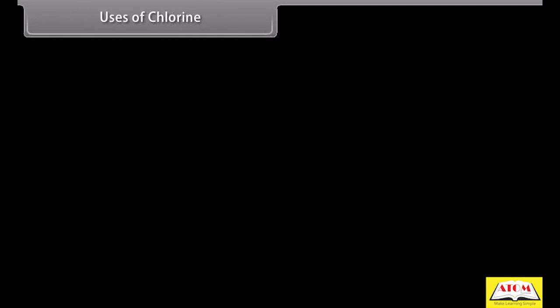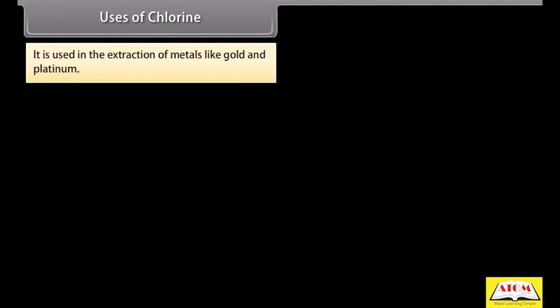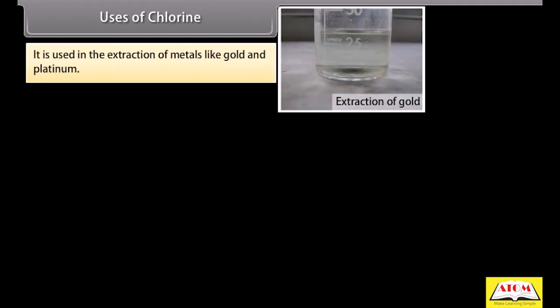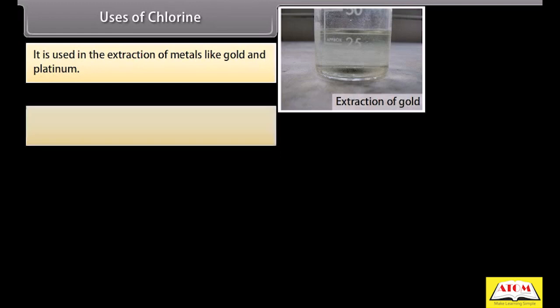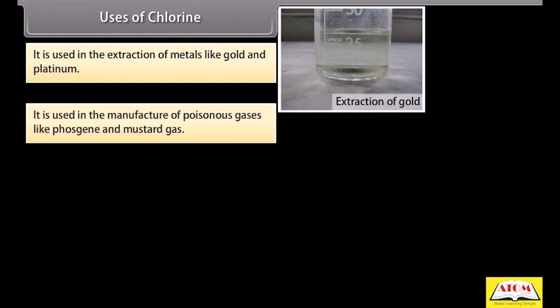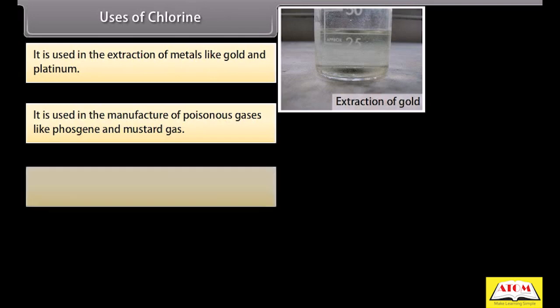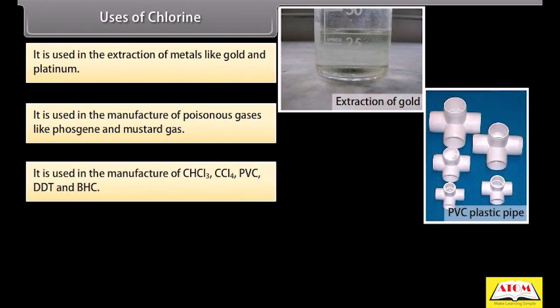Uses of chlorine. The important uses of chlorine are the following. It is used in the extraction of metals like gold and platinum. It is used in the manufacture of poisonous gases like phosgene and mustard gas. It is used in the manufacture of CHCl3, CCl4, PVC, DDT, and BHC.